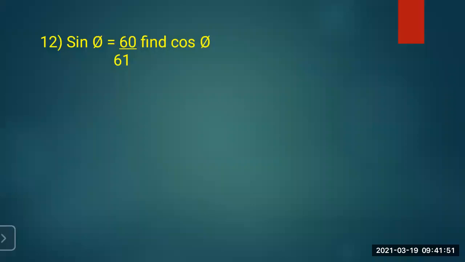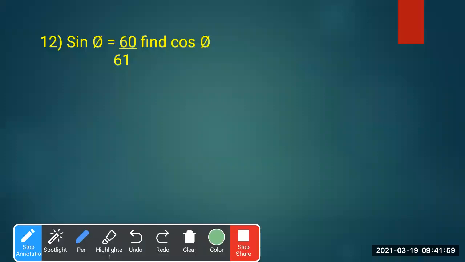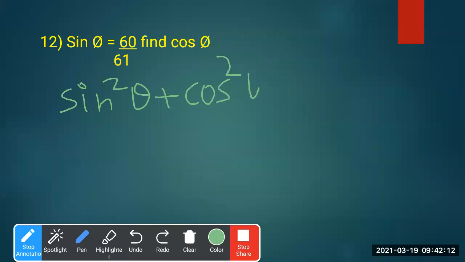60 upon 61. Sine theta is given as 60 upon 61. You have to find out the value of the cos theta. Okay, so simple trigonometric identity, that we know, sine square theta plus cos square theta is equal to 1. Okay, this we know is the identity. And students, make a habit of solving the sums using the identity. Now here the value of the sine theta is given, 60 upon 61. So just substitute over here.